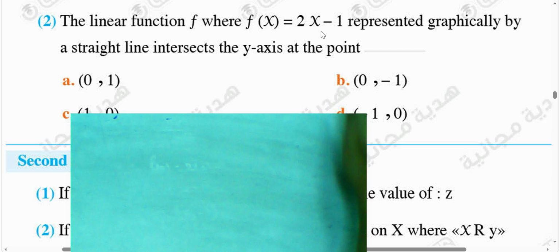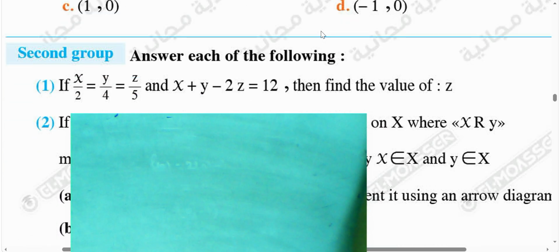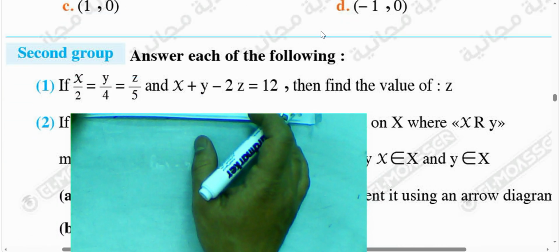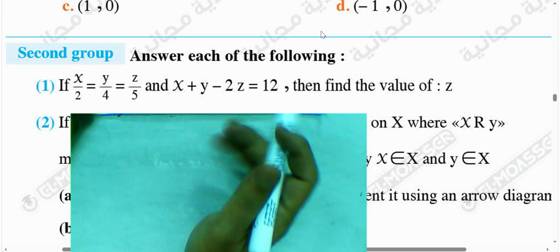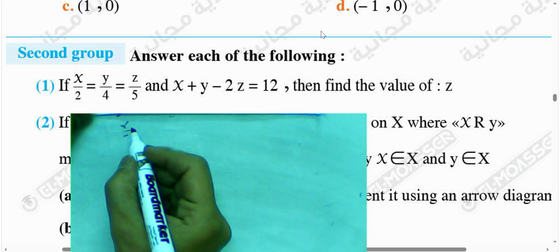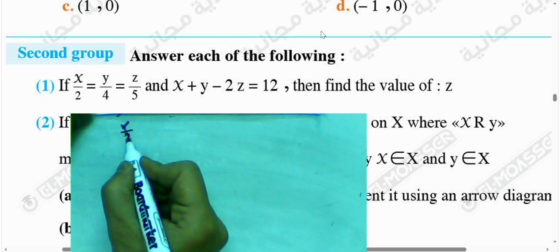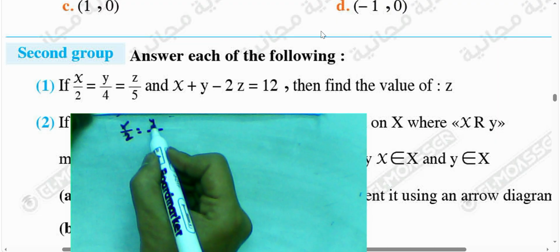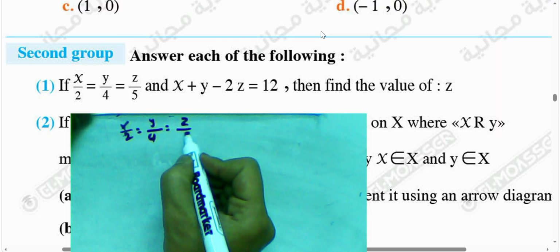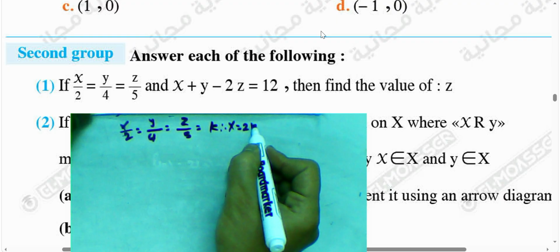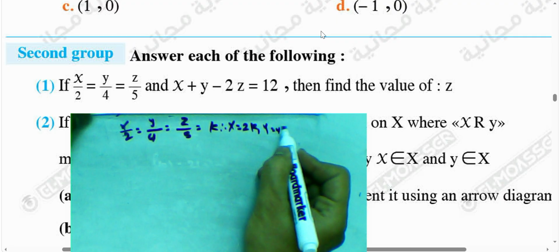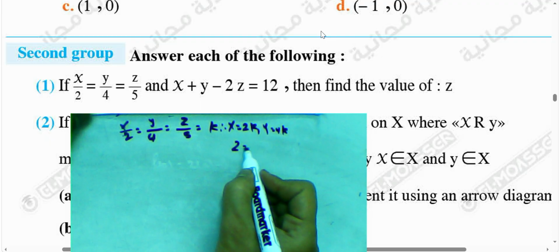Next question down here. Second group. x over 2 equals y over 4 equals z over 5. Who can tell me the value of z? First step, we have x over 2 equal to y over 4 equals z over 5. We can put here k. The value of x equals 2k and y equals 4k and z equals 5k.